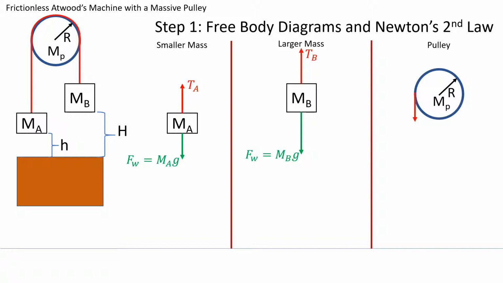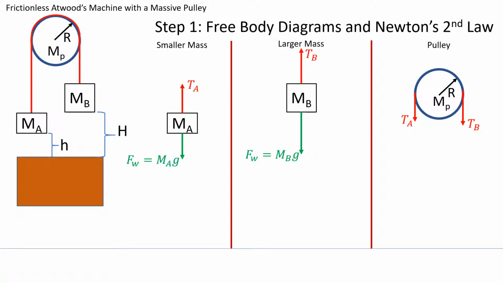Now for the pulley, rather than simply considering forces and just drawing them on the free body diagram, what we're going to need to do is consider torques. Of course the pulley has its own weight, but we don't need to consider that because it acts through the center of mass, which is also the center of rotation. So the weight of the pulley does not create a torque on the pulley. But what does create a torque on the pulley is each of these tensions.